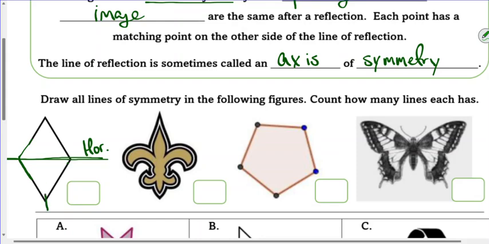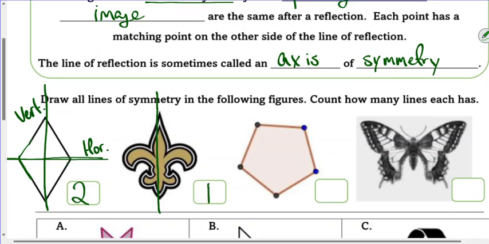This also has vertical symmetry. When you could draw a straight up and down line, we say that it has vertical symmetry. So this one has two lines of symmetry. The next one, the Saints logo, only has one line of symmetry. That has vertical symmetry, but not horizontal symmetry.